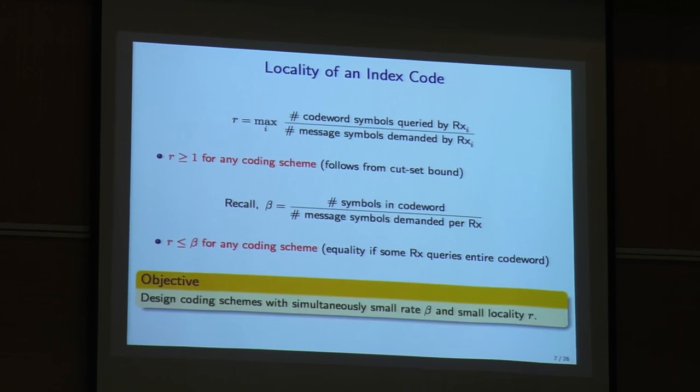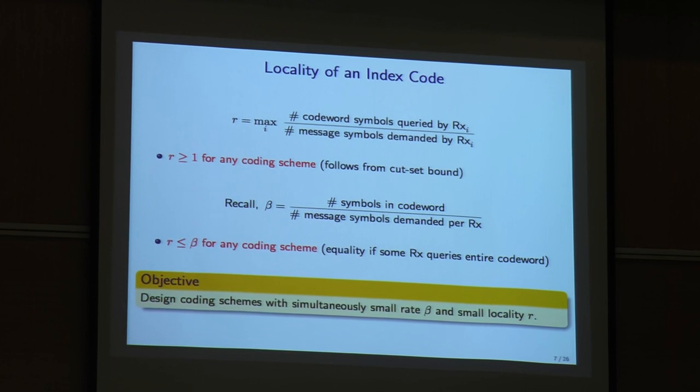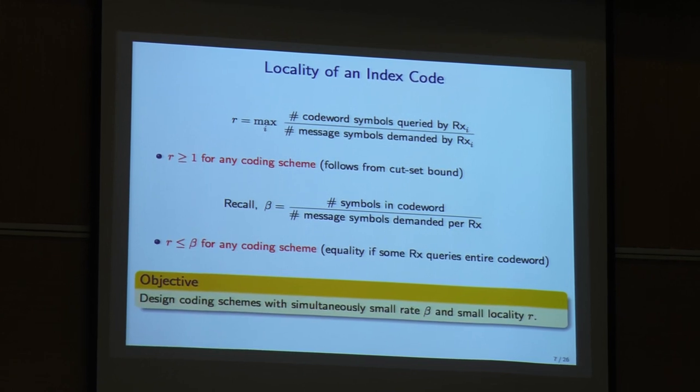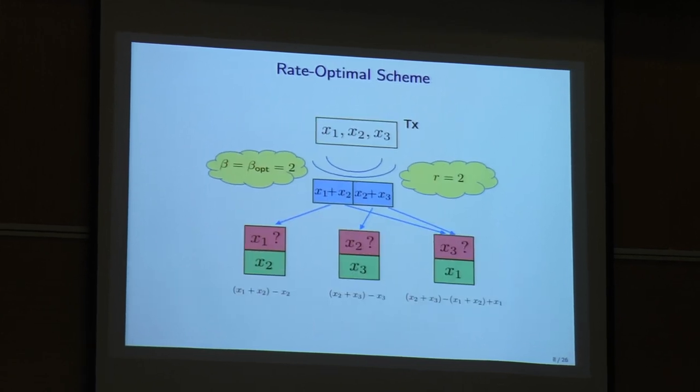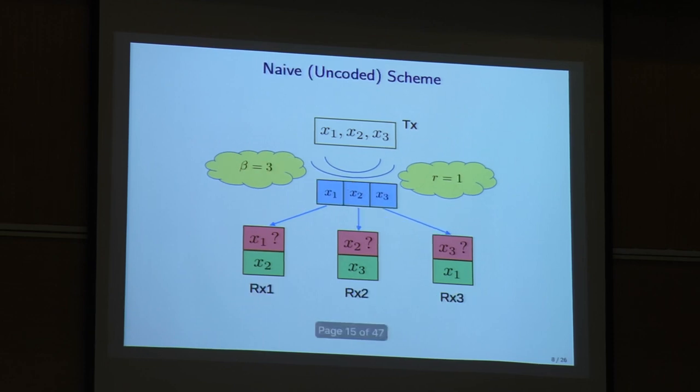So now the objective is to design a scheme which has a small value of beta, because you want to reduce the total transmission duration, and you want small locality because you don't want to penalize the receivers because of your coding scheme. So this is a rate optimal scheme, a capacity achieving scheme. You achieve the capacity 2, locality is 2 because this guy became unlucky. The uncoded scheme has transmission 3, locality just 1.